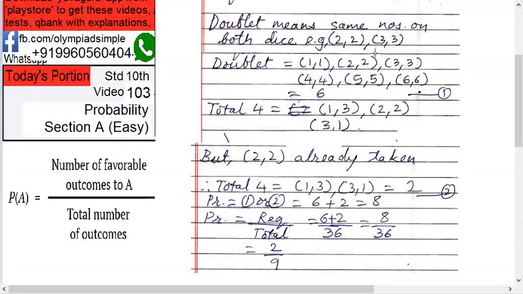In probability it cannot get repeated. So 2 2 is already taken, remove it. So total 4 is what? 1 3 and 3 1. So total possibility is 2. Mark this as equation number 2.